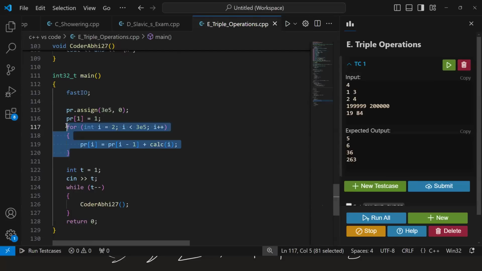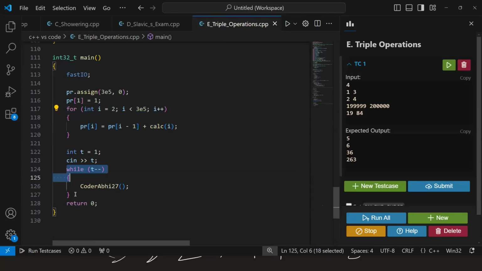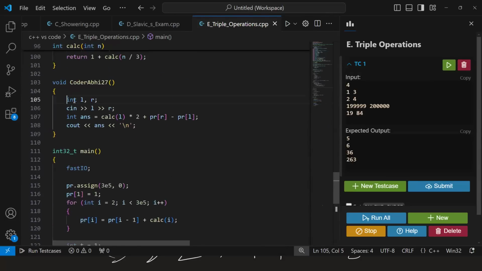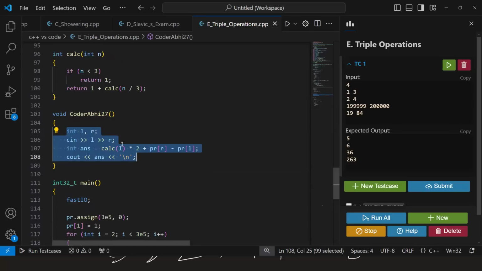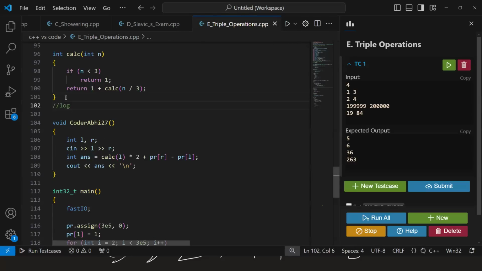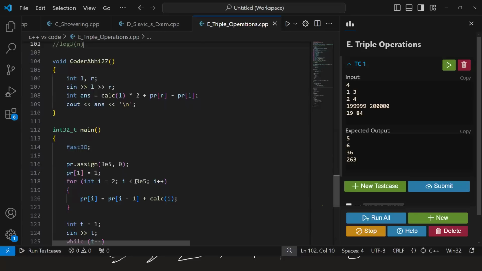So I hope that is fine. So we have pre-computed the prefix array. Now we would go to every test case. Sir, when we call the calc function each time, it doesn't take more time. The calc function is taking log n time, so its time complexity is log base 3 of n, basically. So overall time complexity would be 3e5 multiplied by log of 3e5. So log of 3e5 would be very less, like 15 or 20. So that would not make much of a difference. Okay, it's n log n.